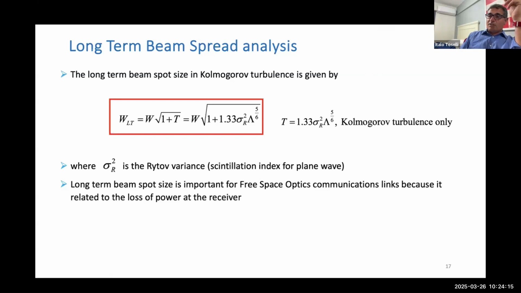Okay, so basically what is this T? It is a parameter that describes the spread of your beam due to turbulence, and that's why I include the Rytov variance, which is higher when you have higher turbulence. And Lambda, which is related to the geometry of your beam. This is a main parameter for free space optical communication. Why? Because it is the parameter that is going to tell you how much power you are losing due to turbulence.